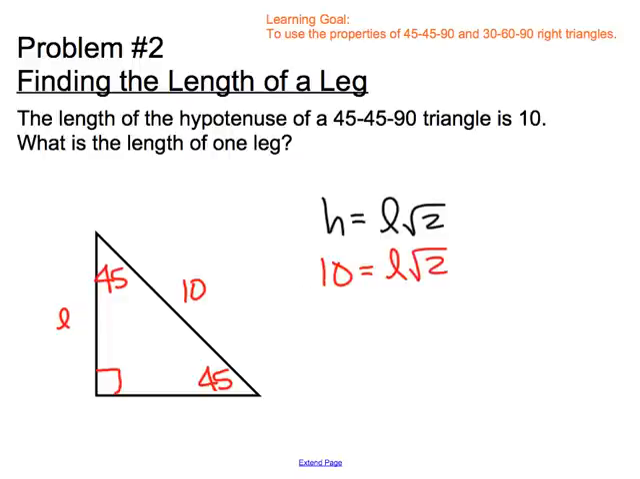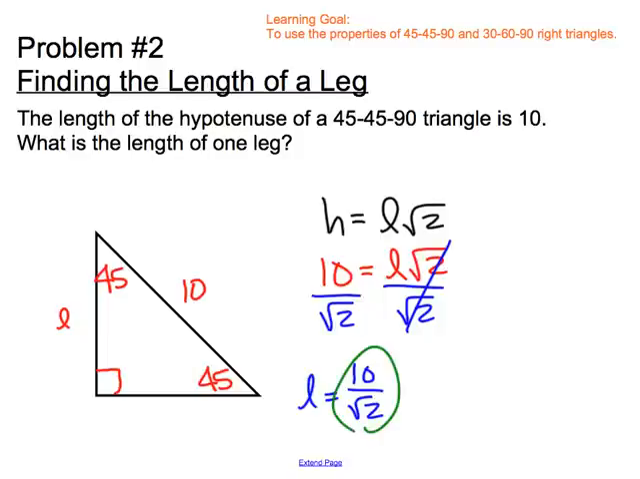In order to solve this, we want to divide both sides by the square root of 2 to get the L all by itself. So these two cancel, and we get L equals 10 divided by the square root of 2. Now, this causes a little bit of a problem, because typically we don't leave square roots in the denominator. So here we want to use a technique called rationalizing the denominator.